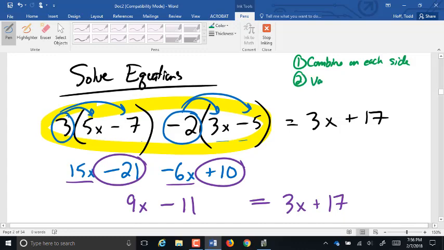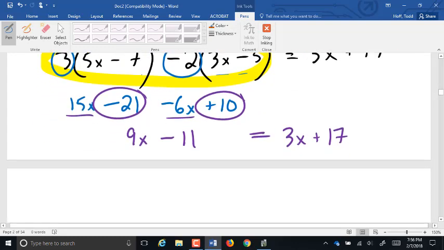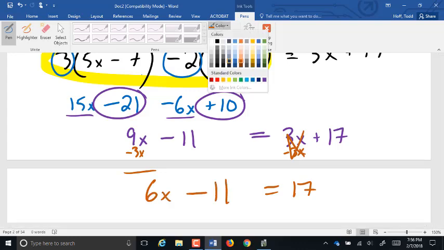The second thing we need to do is get the variable on one side. Is there a variable on each side right now? Yes. We can't work with that. We have to get rid of it before we start to solve. We get rid of the smaller one, which is the 3x. We get rid of it by subtracting. That's gone, leaves us with 17 over here. We have to take 3x off the other side. Where do we take it from? The 9x. 9x minus 3x is 6x. We still have the -11.